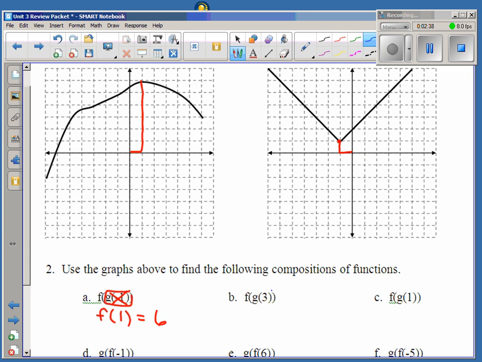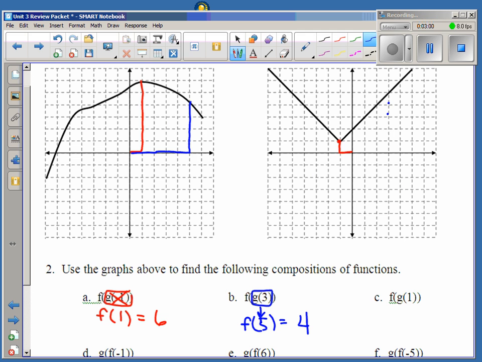Okay, the second one, I'm going to find g of 3 first. I start with the inside. So I go over to 3, I go up 1, 2, 3, 4, 5. G of 3 is equivalent to 5. So what I'm really finding the second time around is f of 5. So I go over 1, 2, 3, 4, 5. Up 1, 2, 3, 4.